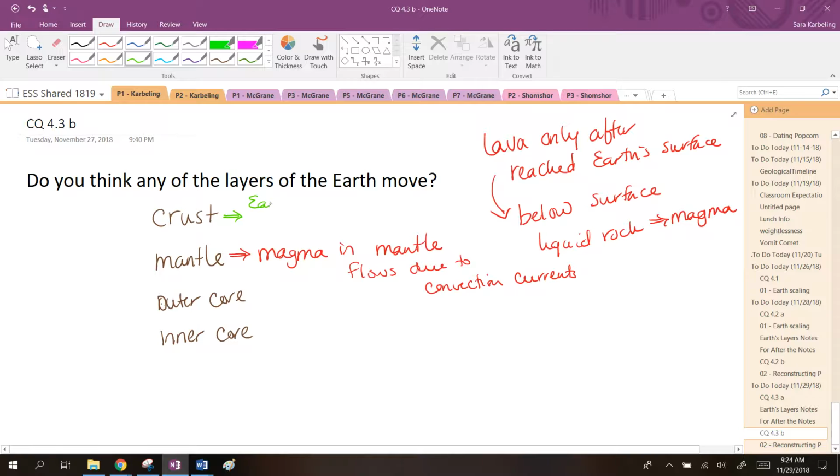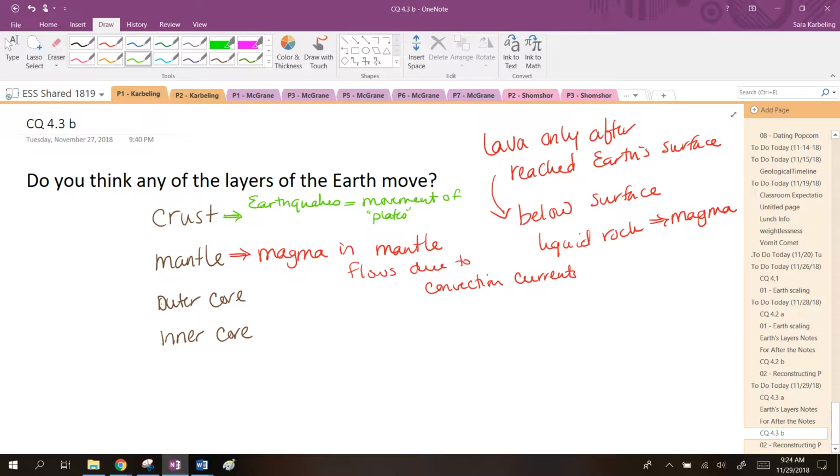Livy says earthquakes. I've heard of those. Have you seen or experienced an earthquake yourself? Not that you're aware of. Earthquakes are the movement of plates, right? And we haven't really defined those plates yet, but plates are part of the crust. So yeah, for sure. 2 down, 2 to go. We're halfway there. Outer core.